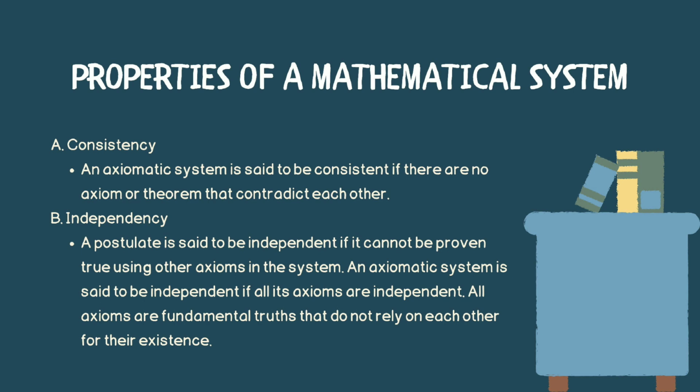Properties of a mathematical system. First, consistency. An axiomatic system is said to be consistent if there are no axioms or theorems that contradict each other. Second, independency. A postulate is said to be independent if it cannot be proven using other axioms in a system. An axiomatic system is said to be independent if all its axioms are independent. All axioms are fundamental truths that do not rely on each other for their existence.